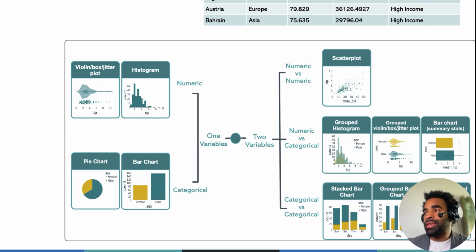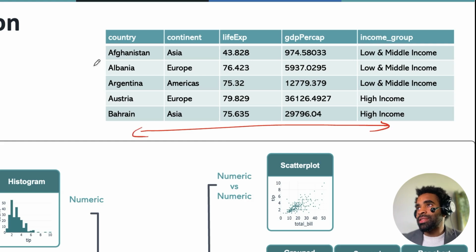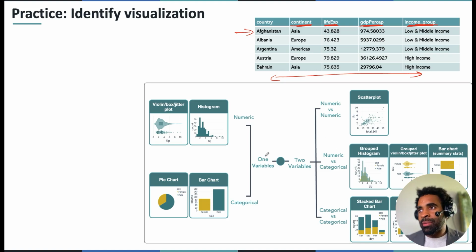So here I have another data set with 5 columns. In this data set, each row represents a country, and then we have the country's continent, their life expectancy in years, their GDP per capita, which is basically how much money the country makes per year, and then the income group, which is based on the GDP per capita. And we're going to ask a few questions about this data set, and I want you to think through how many variables we're using in each case, whether it's numeric versus numeric or just categorical, and then think about how you would plot that data.